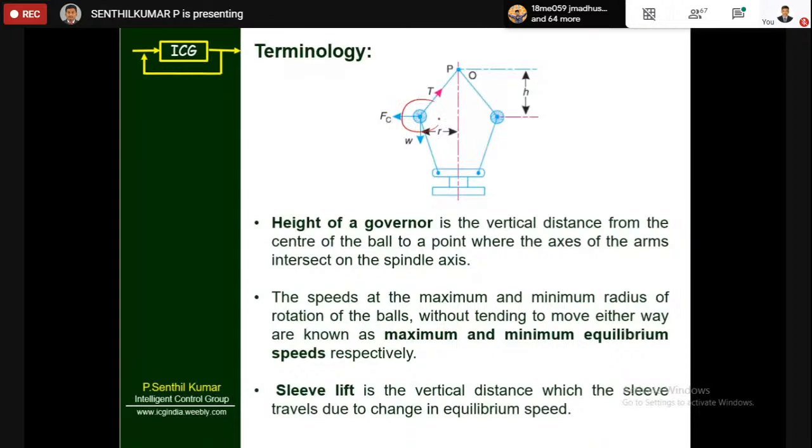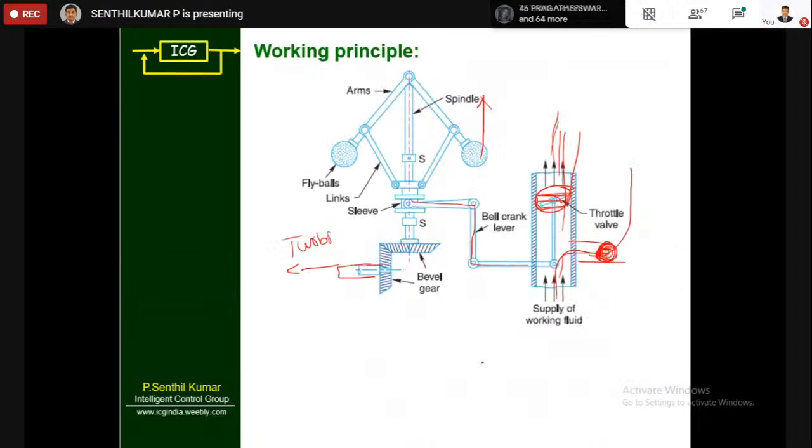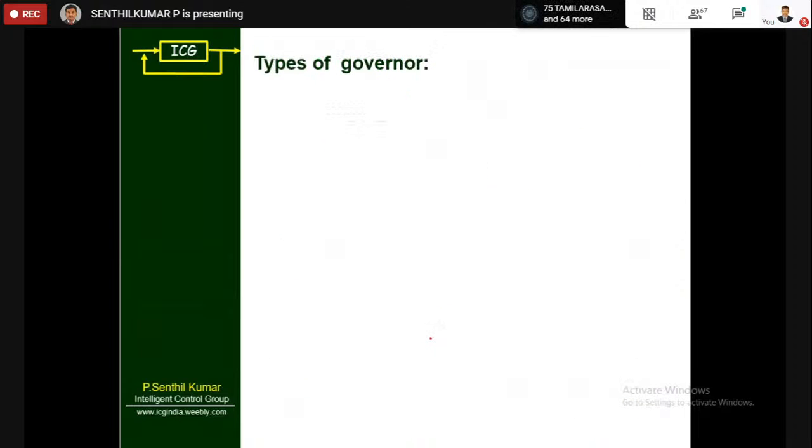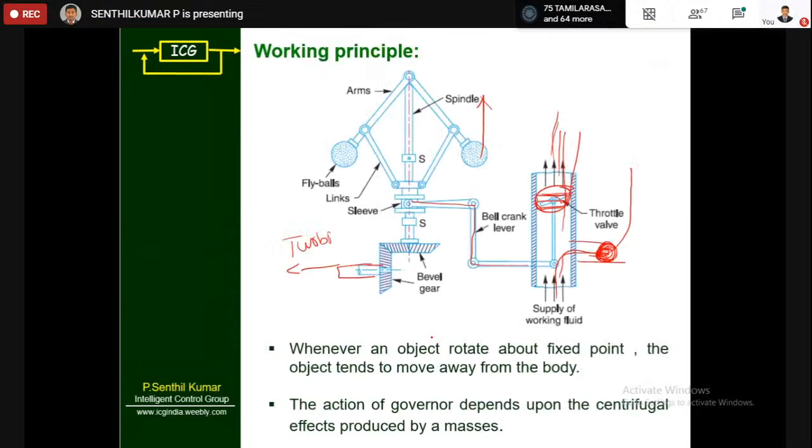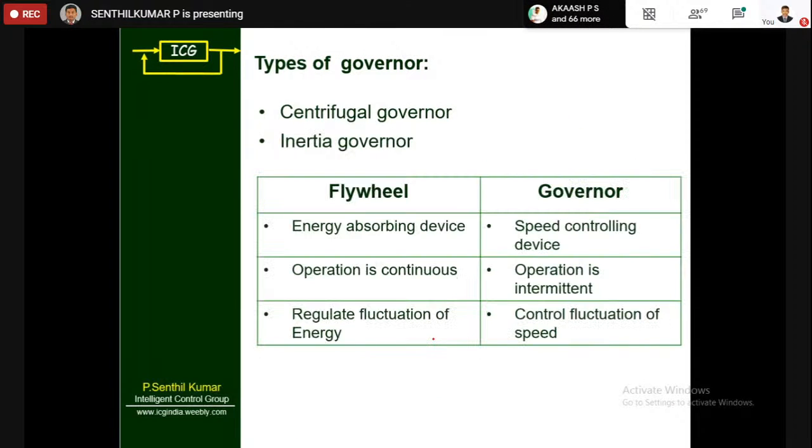You may get some questions on terminologies: height of the governor, minimum and maximum equilibrium speed, sleeve lift. For example, sleeve lift is the vertical distance which the sleeve travels due to change in equilibrium speed. They can ask like that, with 3 to 4 options, and you have to select the proper one. So spend some time on governor terminologies. This is the working mechanism. Probably you won't get questions on the working, but they will ask about the working principle. What is the working principle of the governor?